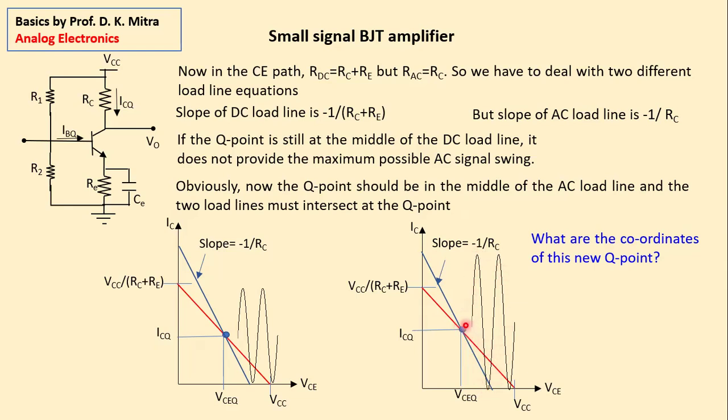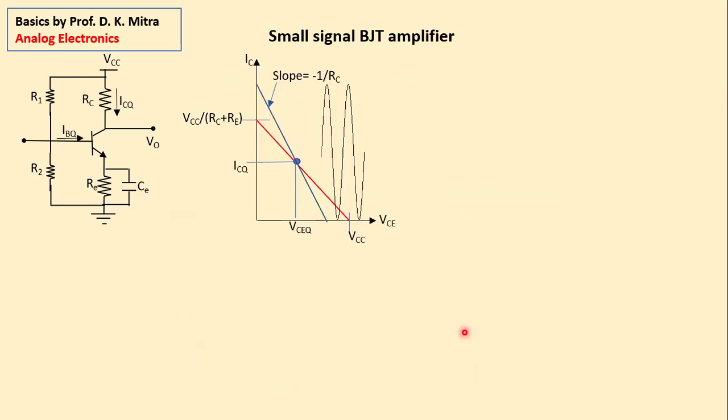Now we have to find out the values of VCQ and ICQ by equating the two equations of the DC load line and the AC load line. Let's see how we do it. This is the picture from the last page. How do we do it?